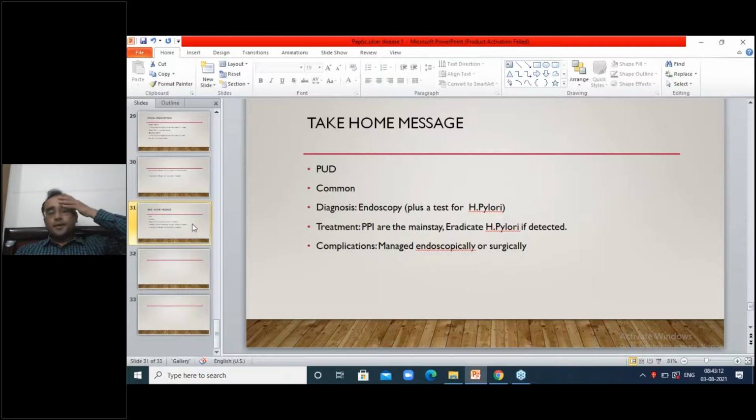So from this lecture, the take-home messages are that peptic ulcer disease is a common disease, and the main etiological factor is H. pylori. It is diagnosed by endoscopy, and you need to do a test for H. pylori. Proton pump inhibitors are the mainstay of treatment, and you need to eradicate H. pylori if it is detected. Most of the complications are managed endoscopically, and a few require surgery. Okay, thank you.